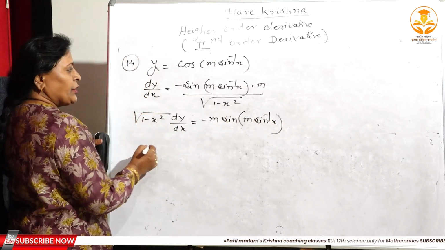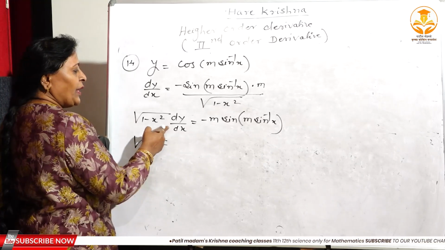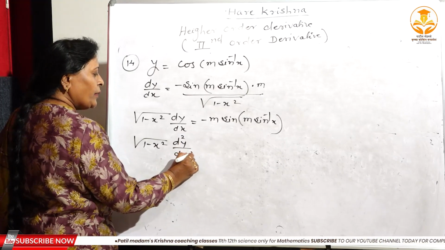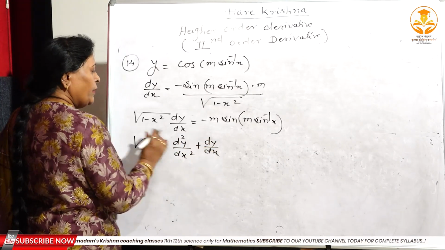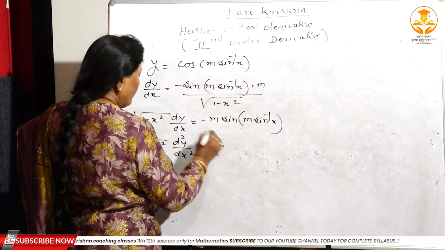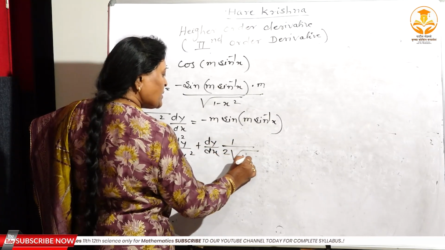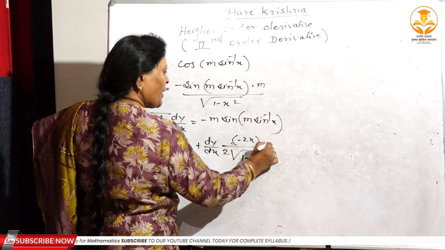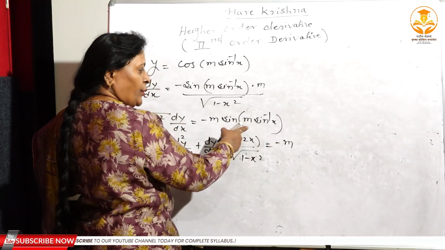Again differentiate with respect to x. Root of 1 minus x square remains as it is, the derivative of dy by dx is d2y divided by dx square, plus dy by dx remains as it is. And here again, the derivative of 1 upon root of 1 minus x square is 1 upon 2 root of 1 minus x square, and the derivative of minus x square is minus 2x. Again minus m remains as it is. Again apply the chain rule.